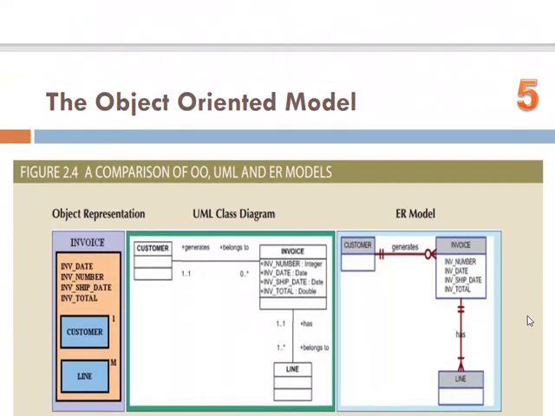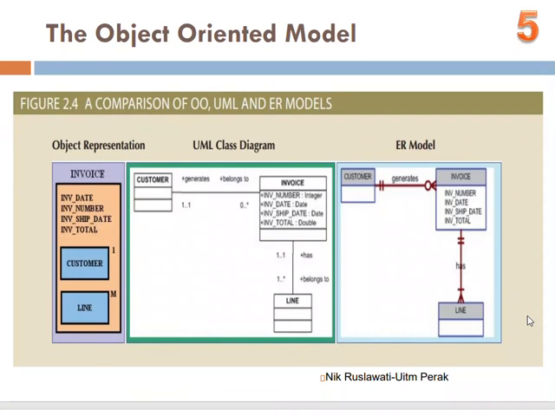Okay, so ni adalah dia punya comparison of object representation, UML class diagram and ER model. Okay, ni ER model yang saya sebut tadi. Untuk ER model, kita ada customer, macam ni dia punya representation. Okay, untuk object representation, okay, ni dalam invoice, kita biasanya ada invoice date, invoice number, invoice ship date, invoice total. Dan satu customer boleh order ada banyak barang yang dipesan, banyak line.